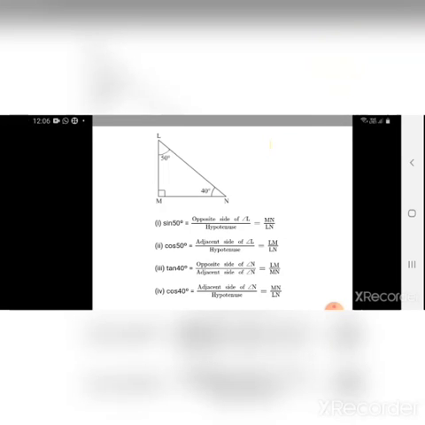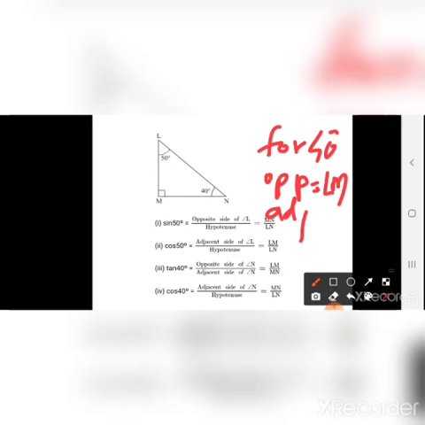Now 40 degree. For 40 degree, opposite side is LM. Adjacent side is MN. And hypotenuse doesn't change. So tan 40, as per definition, opposite side upon adjacent side will give you LM upon MN. Cos 40, adjacent side upon hypotenuse will give you MN upon LN.